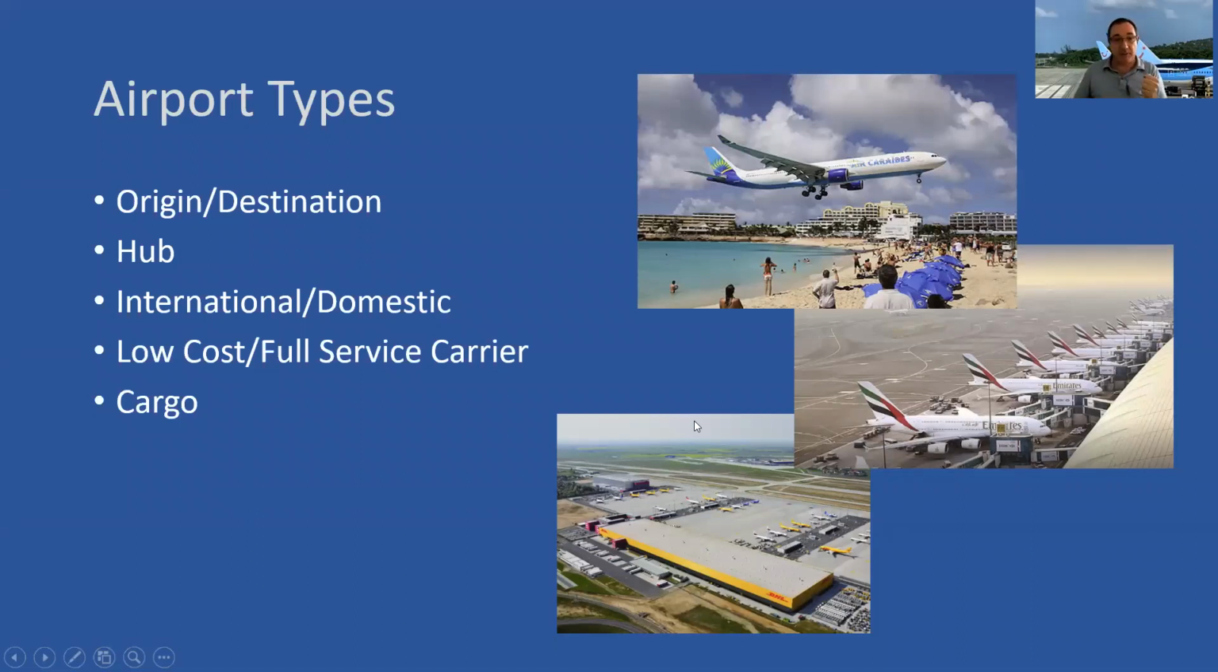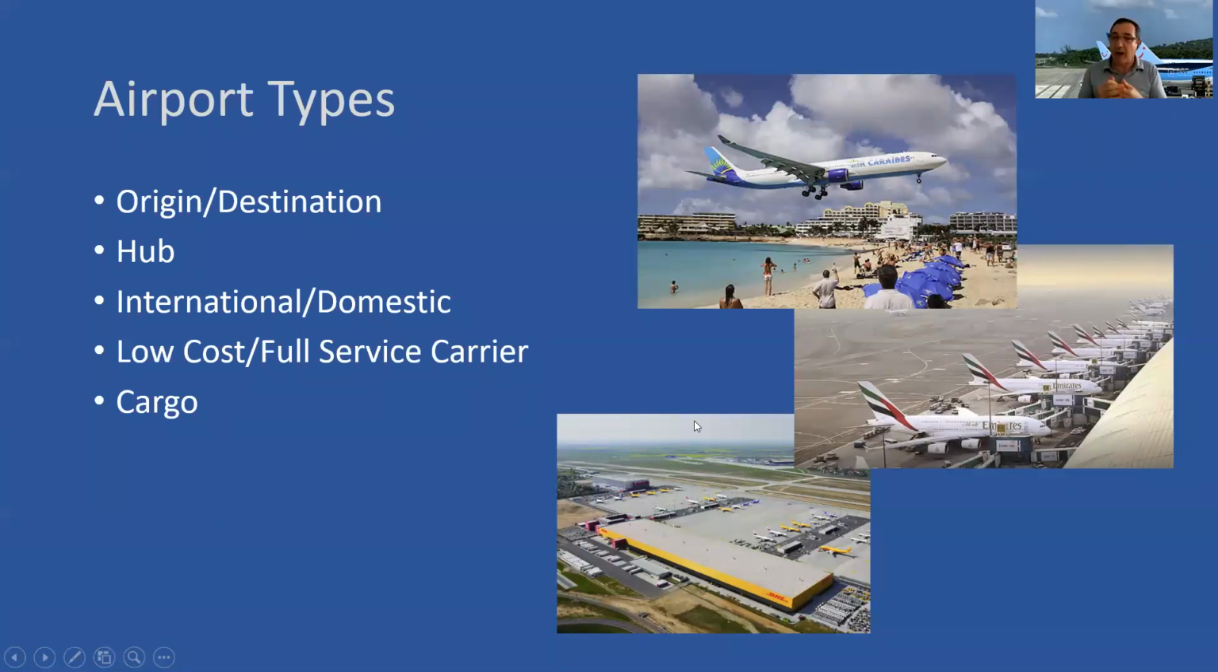A hub airport, as we were just mentioning a moment ago. International or domestic, which will tell you if you can have duty-free shops or not. A low-cost or a full-service carrier airport. Emirates, for example, one of the things that they always ask for is the availability of a lounge, and if possible, their own lounge. Okay, so do you have the infrastructure to do that?